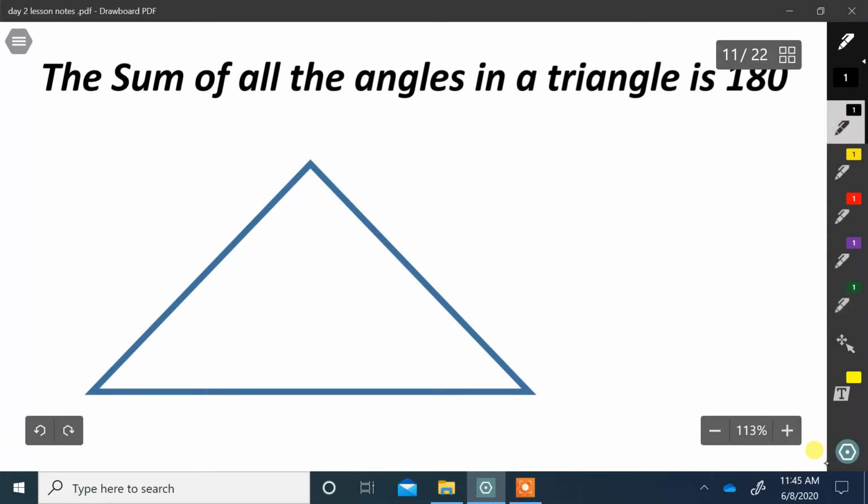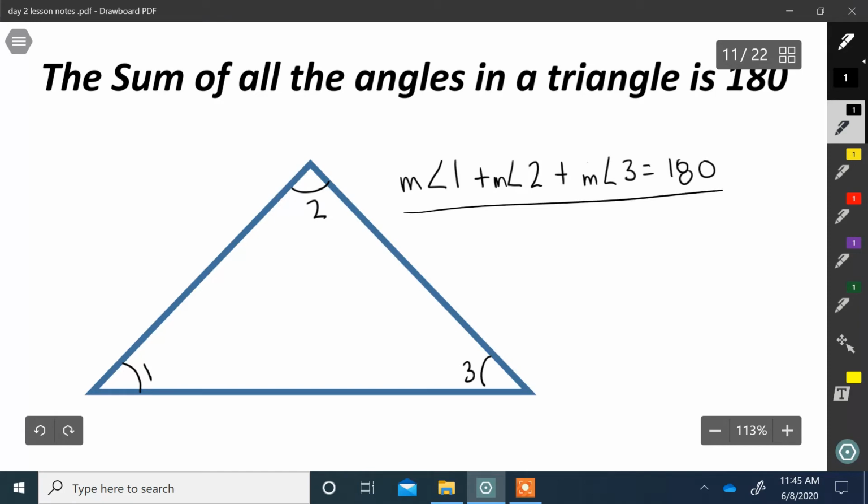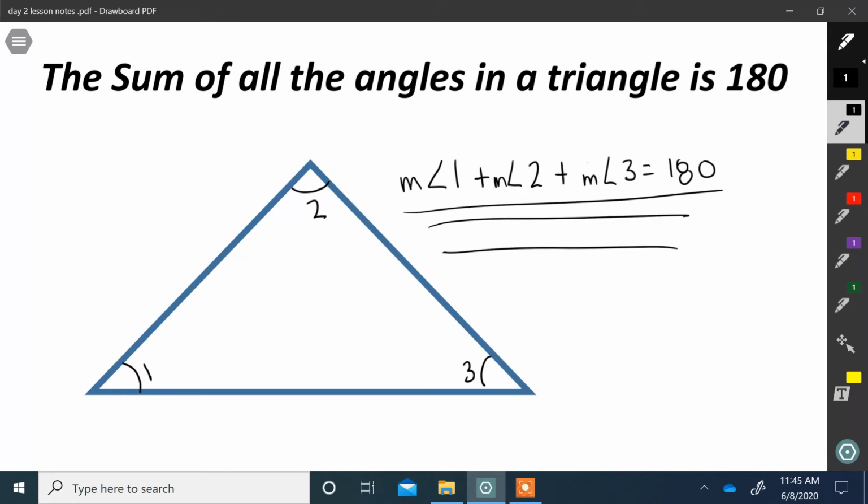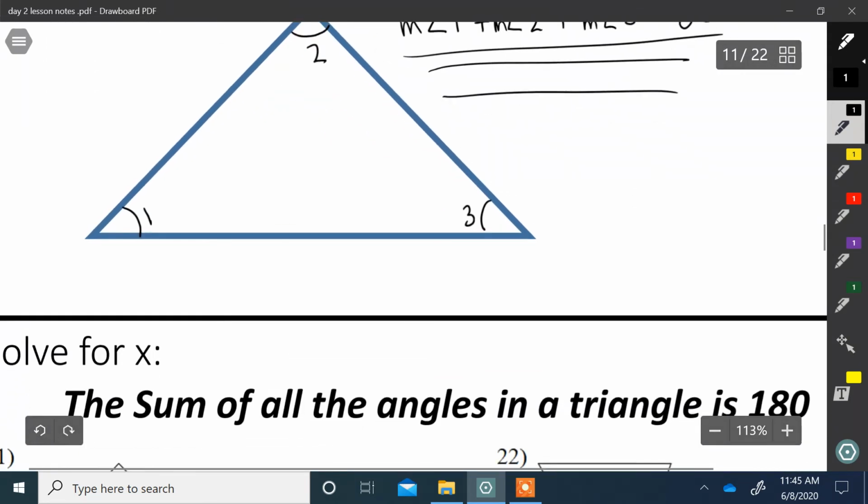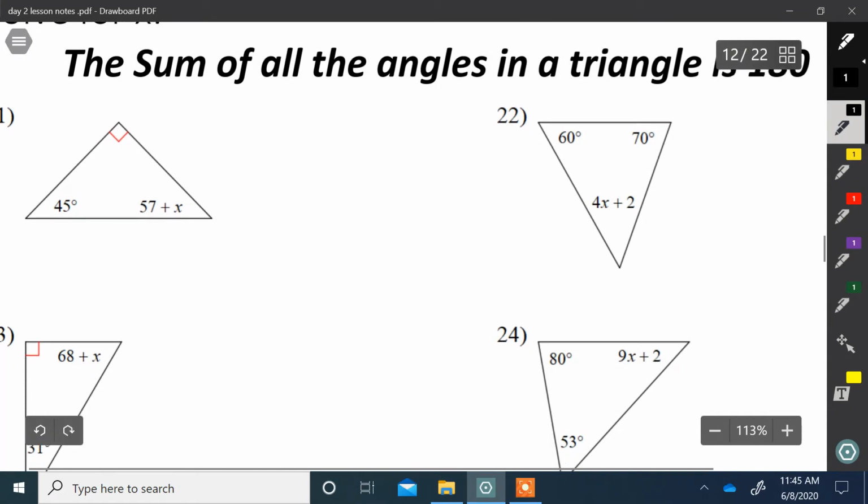But what this theorem is saying is that if you have angle 1, angle 2, and angle 3, when you add up the measurement of each angle, let's put a little m for measurement, that is all going to add up to 180. This is probably one of the most important theorems that we have in geometry. And let's go ahead and use that.